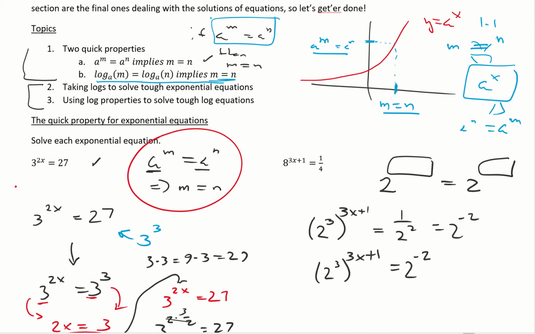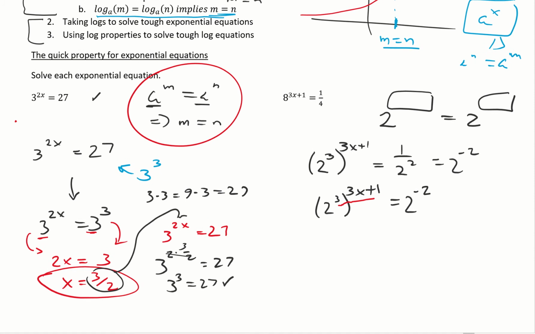We're almost there, but now we have to go back to our power rules from section 1.5. What do you do with power to a power? You add them. No, you don't. You multiply them. It's 2 to the 3 times 3x plus 1 is equal to 2 to the negative 2. Are we good now? Do we have the same base, different powers? No, the powers have to be the same. If these are equal to each other, then the powers have to be the same. So we have an equation. We drop down from above, and we have this.